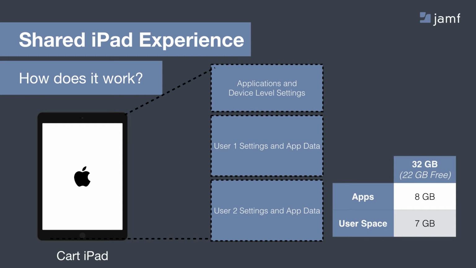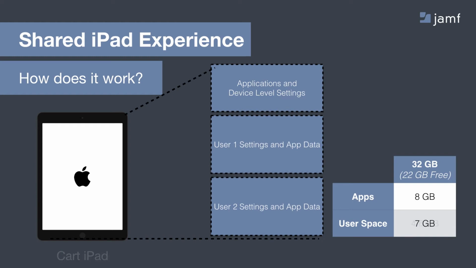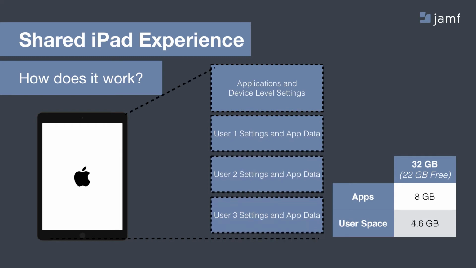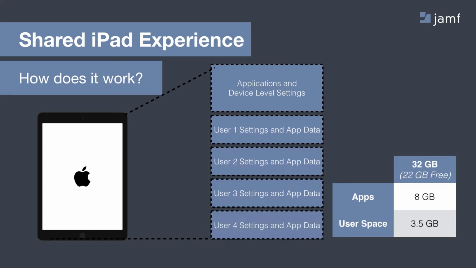Let's just say we have a 32 gigabyte iPad. After formatting and after iOS, we have about 22 gigabytes free. Now, iOS is going to reserve 8 of those gigabytes for apps. So in this instance, with 2 users, each user space is about 7 gigabytes. If you throw a third user on there, you're looking at just over 4.5 gigabytes for that user space. And if you have a fourth user, you're looking at about 3.5 gigabytes.